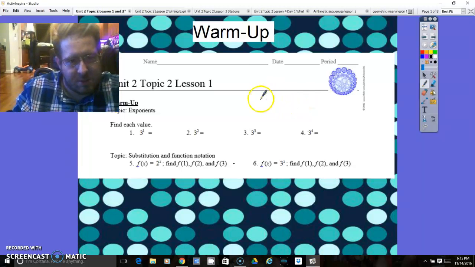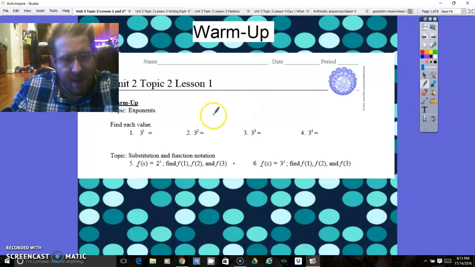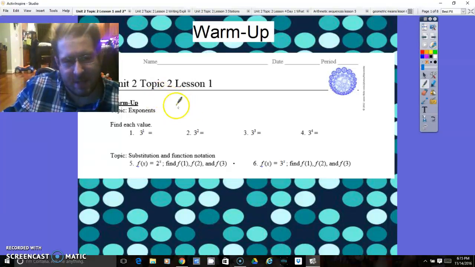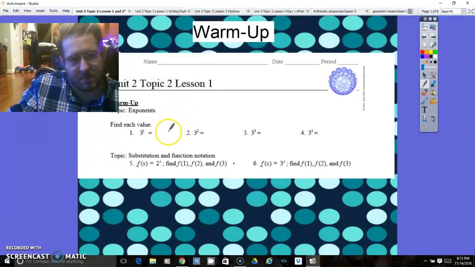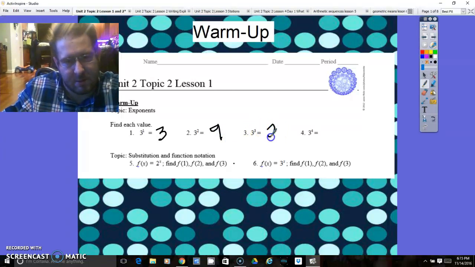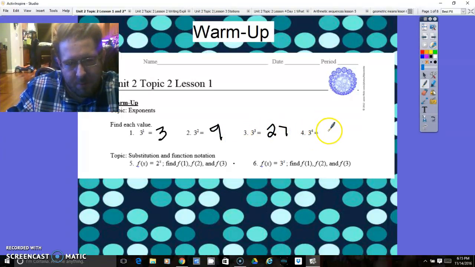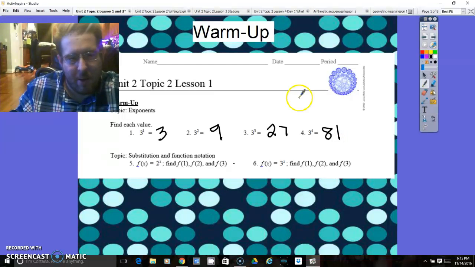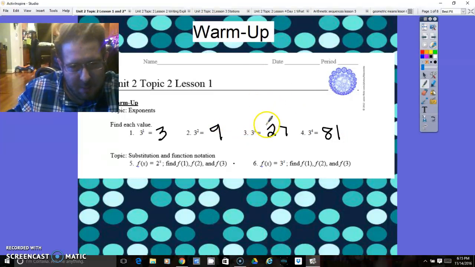All right, hey, this is Unit 2, Topic 2, Lesson 1 of Algebra, and we're going to be exploring arithmetic and geometric sequences. So today's warm-up first is about evaluating expressions. We got 3 to the first power is 3, 3 to the second power is 9, 3 to the third power is 27, and 3 to the fourth power is 81, because to the power just means that's how many times it's multiplied by itself.